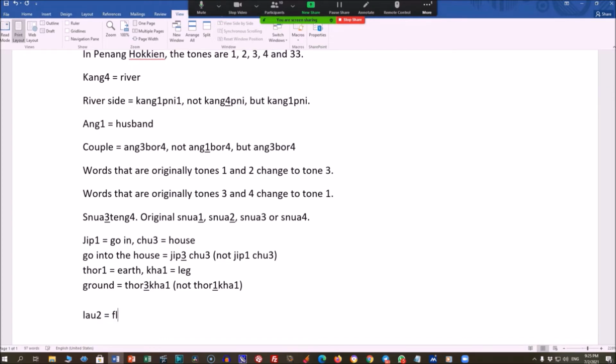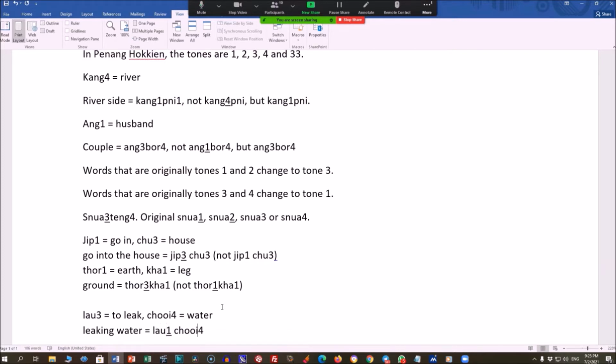Lao is to lick. Chui is water. Lao chui. So licking water, how do you say licking water? What number should I put for Lao here? One. Yes, I think it's one. Yes, you're right. It is 1.